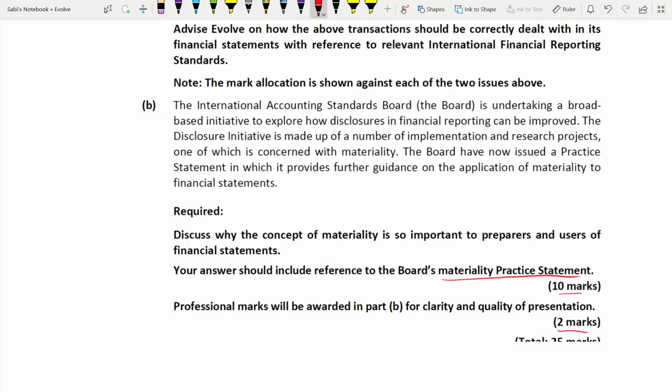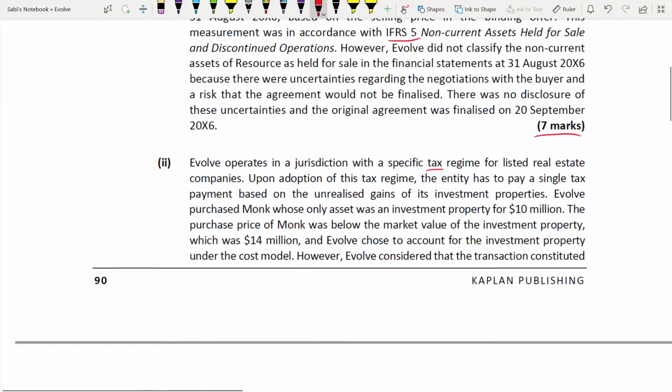Okay. Discuss why the concept of materiality is so important to preparers and the users of financial statements for 10 marks. 5 marks for preparers, 5 marks for users. Okay. When you are making this, why materiality is important, you have to include in your answer the materiality practice statement. What does it say? We'll come to that later. First we'll finish part A.